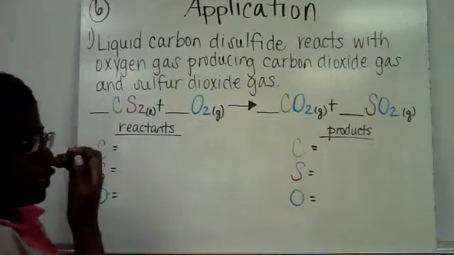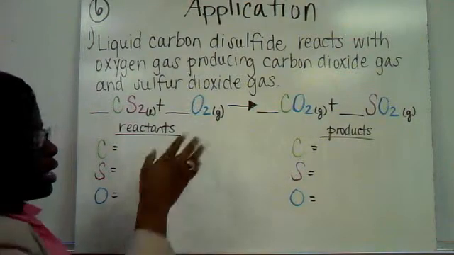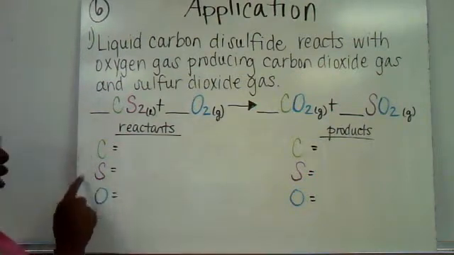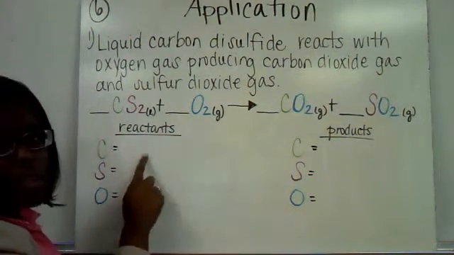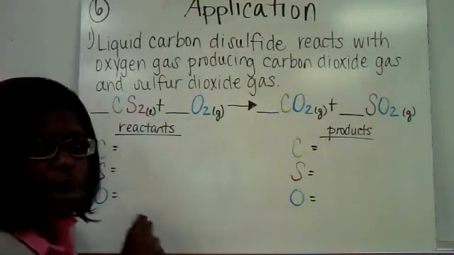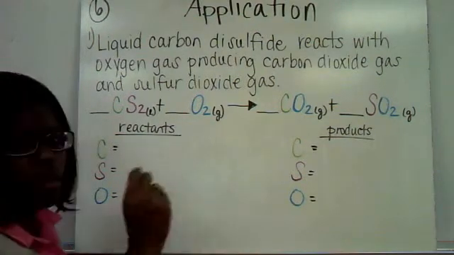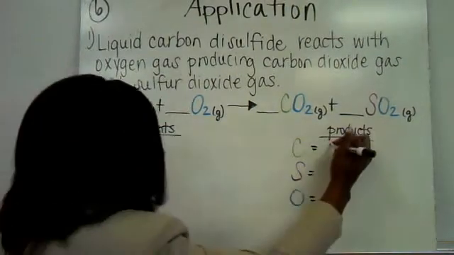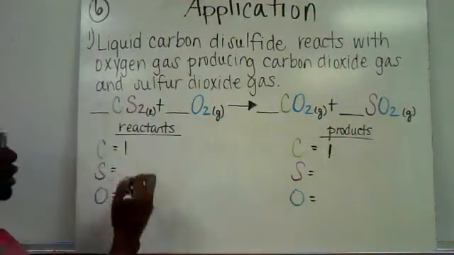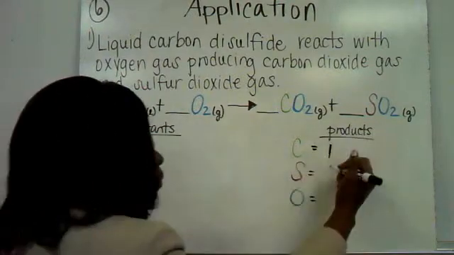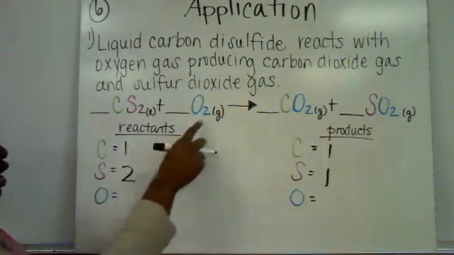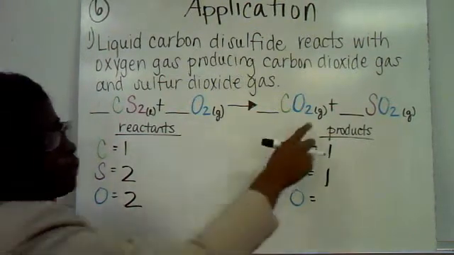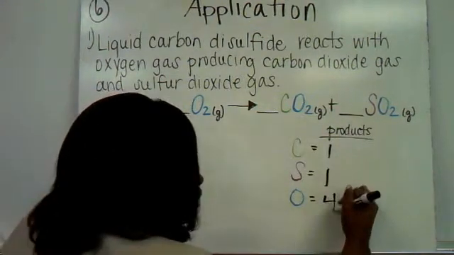So after we've written our symbols, what we want to do is list the reactants and the products on each side, and then count the amount of atoms we already have of all 3 elements on each side. So we have 1 carbon currently on both sides. We have 2 sulfur on this side. We have 1 on the product side. We have 2 oxygen currently on the reactant side, but we have 4 of them on the product side.